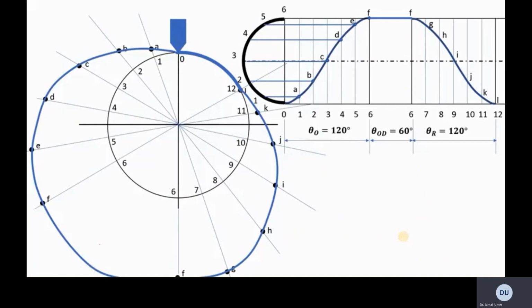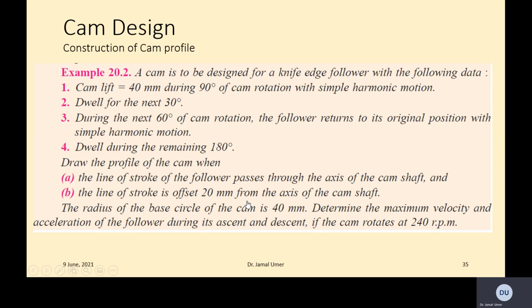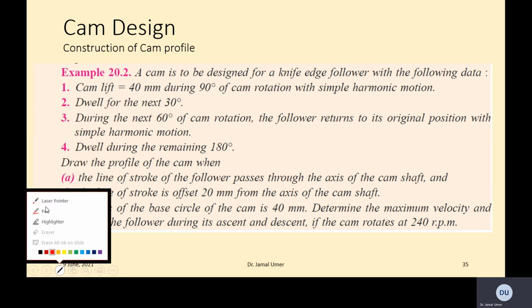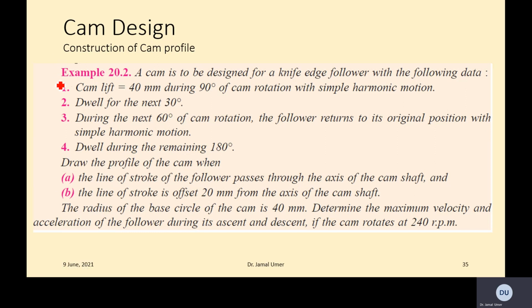This investigation is basically the designing, or construction, of the cam profile. All right, so we have another example here. In this example, the steps are the same.